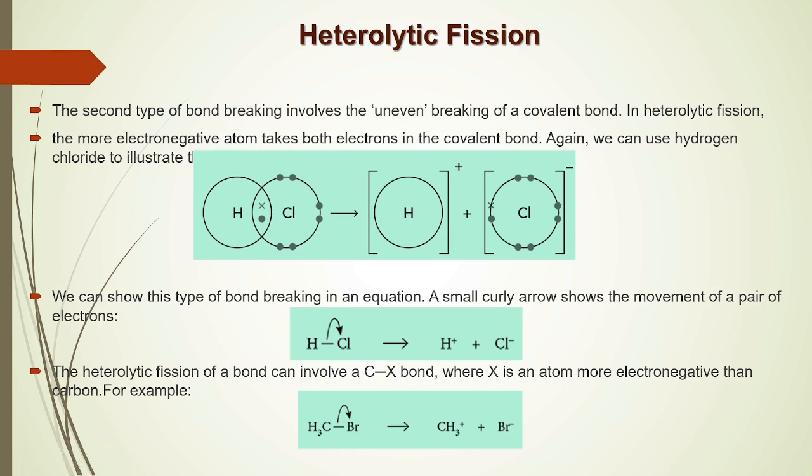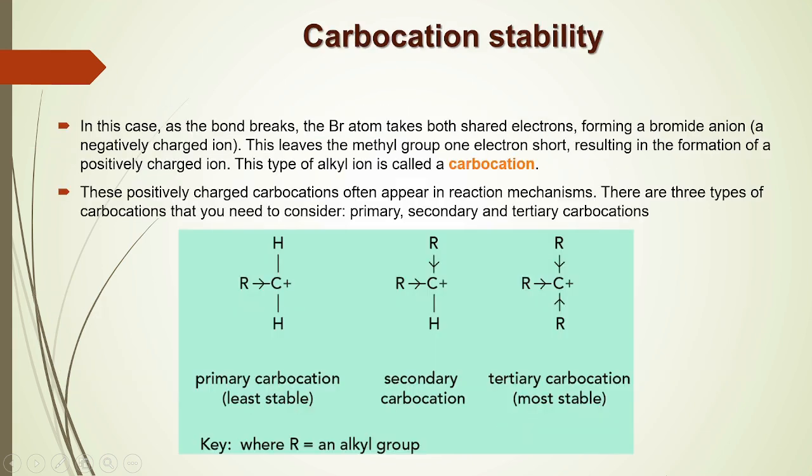The second type of bond breaking is heterolytic fission. In this one you can see H plus and Cl minus. So Cl takes an electron from the hydrogen like this, or in this case CH3Br, the CH3 alkyl group donates an electron, it loses an electron, while the bromine gains an electron because it is more electronegative.